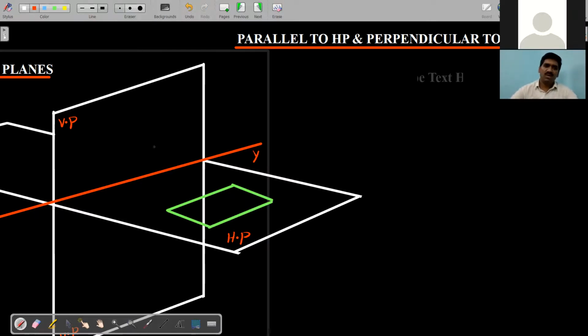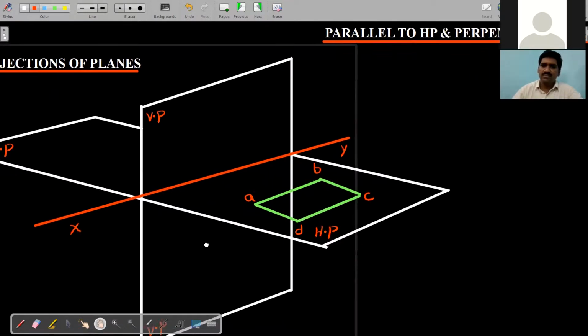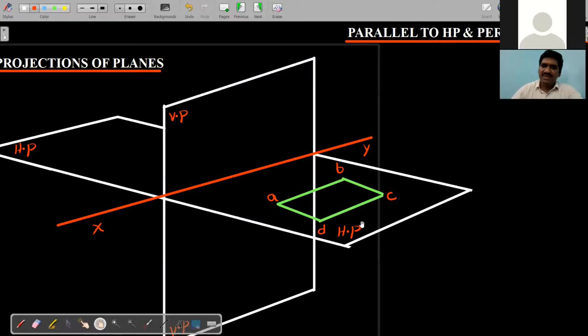Okay, so points A, B, C, and this one is what? D. That is the case. Okay, yes. Tell me, all of you, what is this position? Can I say it is completely lying in the HP or not? Okay, this is completely lying in the HP. Since it is on the HP, it is parallel to the HP.